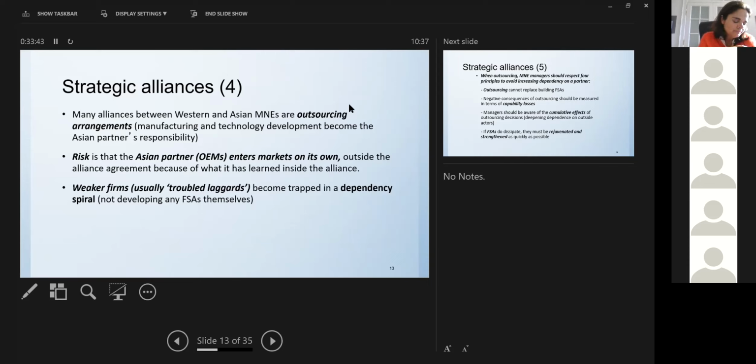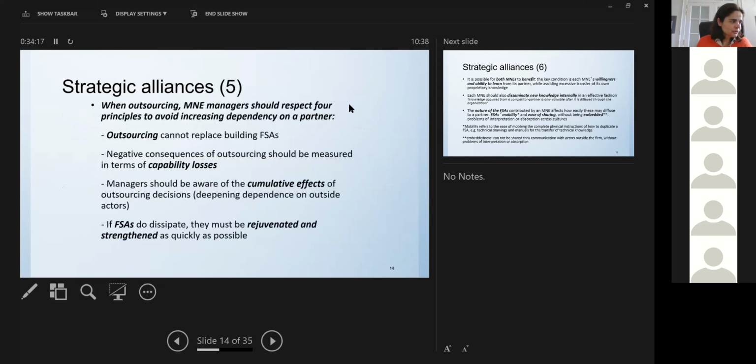So they can operate outside the alliance agreements. That's also what we will see in the Wahaha case, that there is some learning, and that learning spills over to outside activities. So the dependency spiral is very important. You need to be sure that the alliance is not becoming an instrument for others to develop firm-specific advantage and then say, thank you, bye-bye.